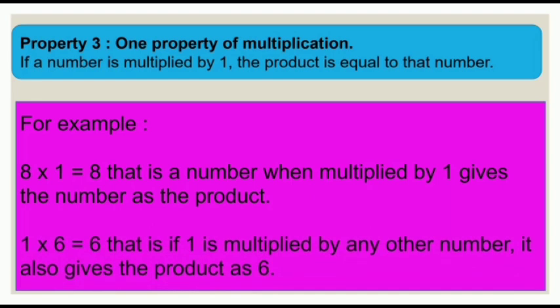Or 1 multiplied by 6 is equal to 6. That is, if 1 is multiplied by any other number, it also gives the product as 6. अगर आप 1 से किसी भी नंबर को मल्टीप्लाई करेंगे तो जो नंबर को आपने मल्टीप्लाई किया है वही आंसर में सेम नंबर रहेगा. So here 1 multiplied by 6 is equal to 6. So the answer is the same.